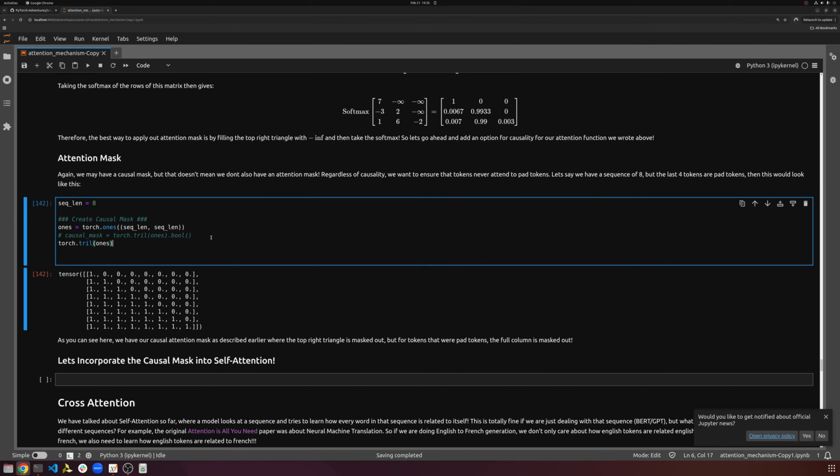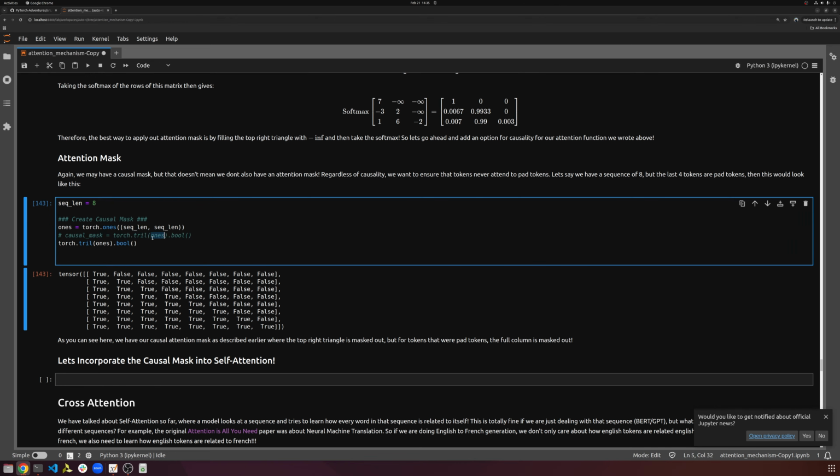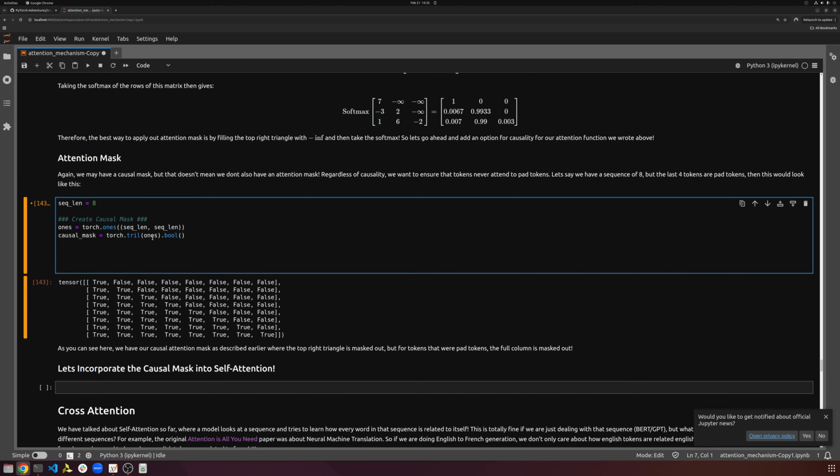And then we can go ahead and convert this to a Boolean. So we have true and false, just like we had. We have true where we want to compute attention and false where we don't want to compute attention. That's the big idea. We have false over here now. And exactly for the same reason we did attention padding, nothing has changed. All the math and everything has stayed the same. So this is now our causal mask that we're going to leverage to do our causal masking.